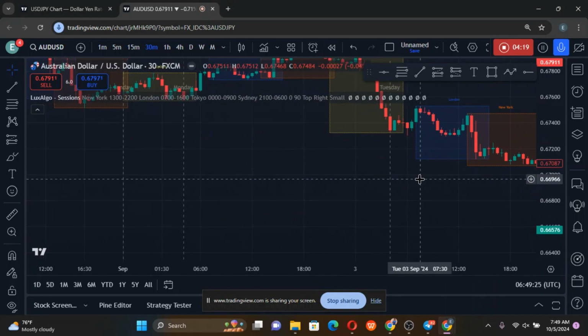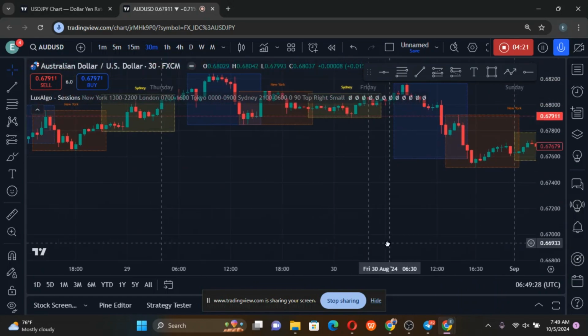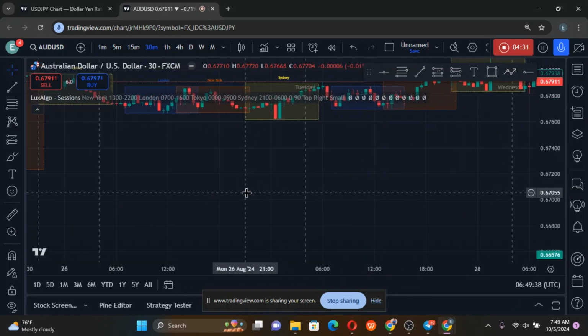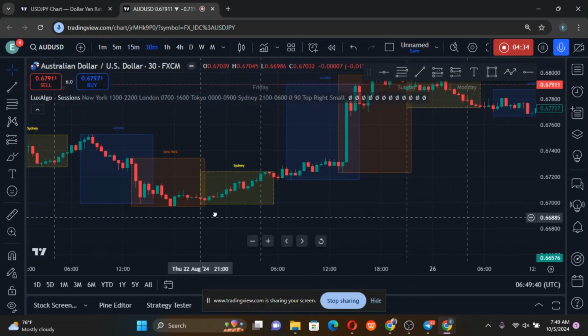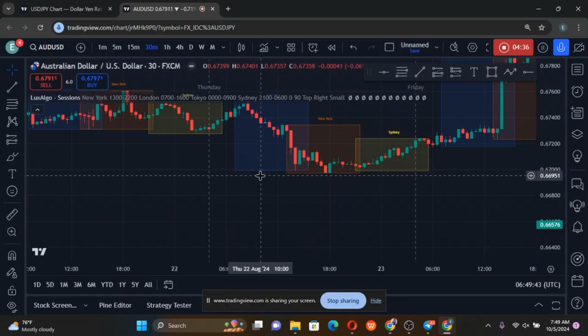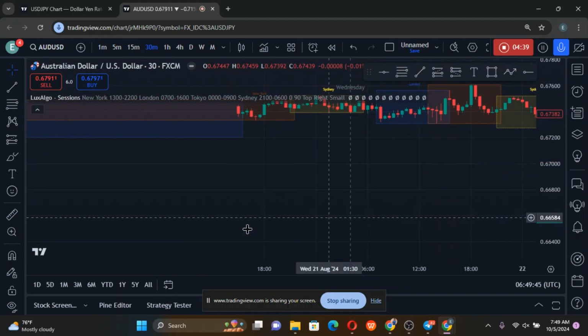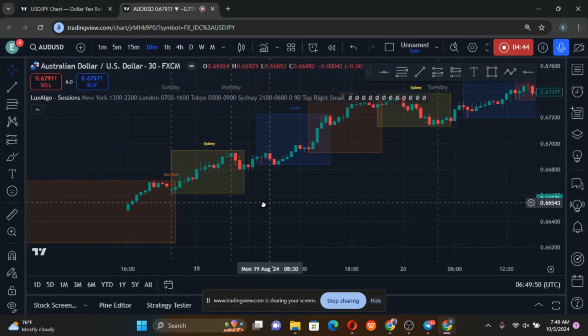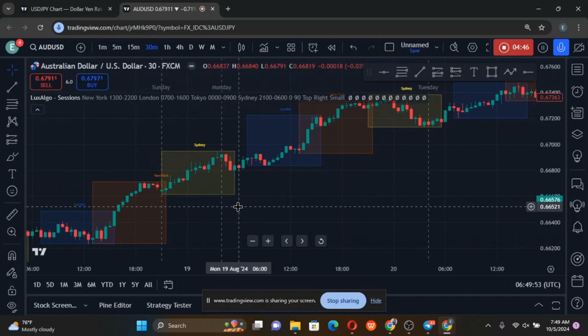So you come backwards to the date which you want to start backtesting. If you see beneath, at the end of your screen, you're going to see Wednesday 28th of August. But we come back. Let's say I want to start backtesting from Monday the 19th of August. But you could go as far as starting back from, let's say, February, January, or 2023.